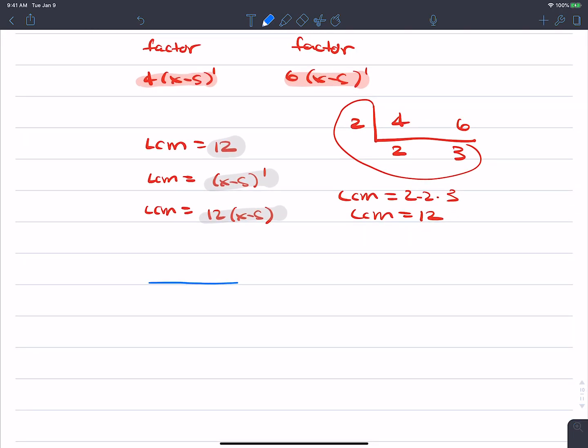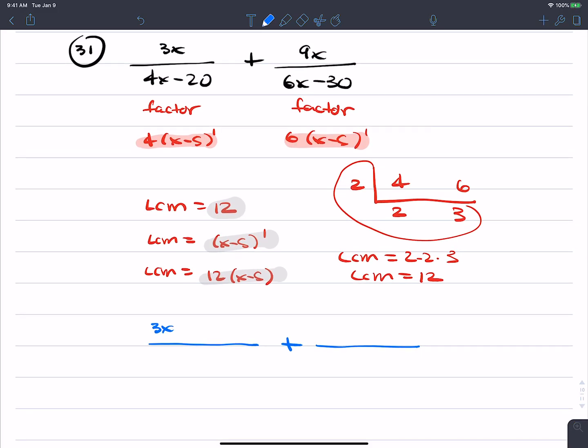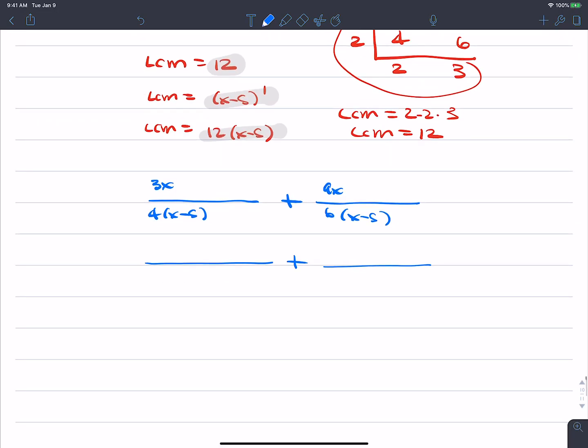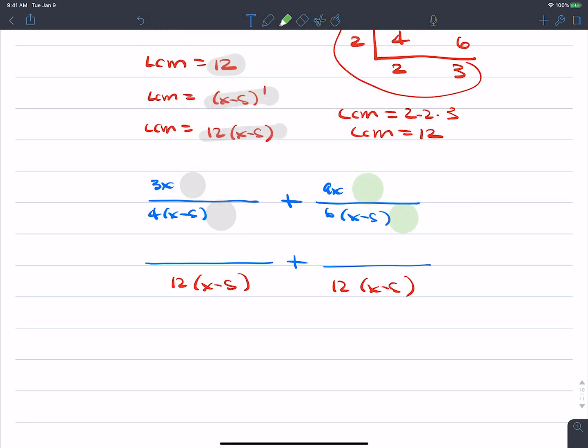Let's continue with the setup. 3x, 9x. This will be 4 times x minus 5. And 6 times x minus 5. Here's your LCM. 12 times x minus 5. So we need a term to multiply on top and bottom here. Top and bottom over here.